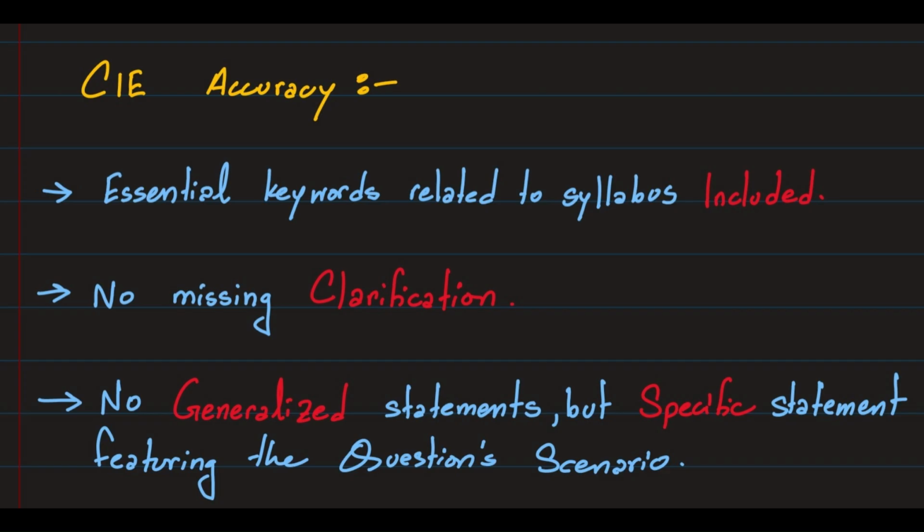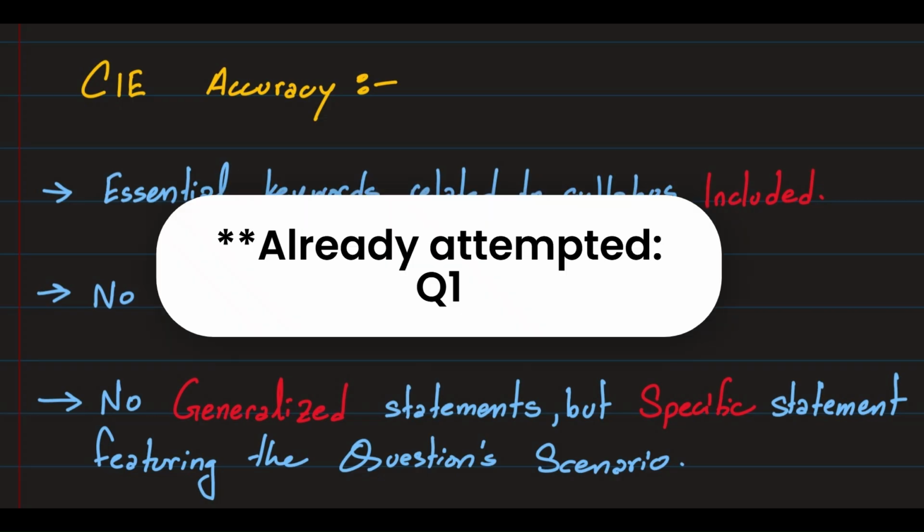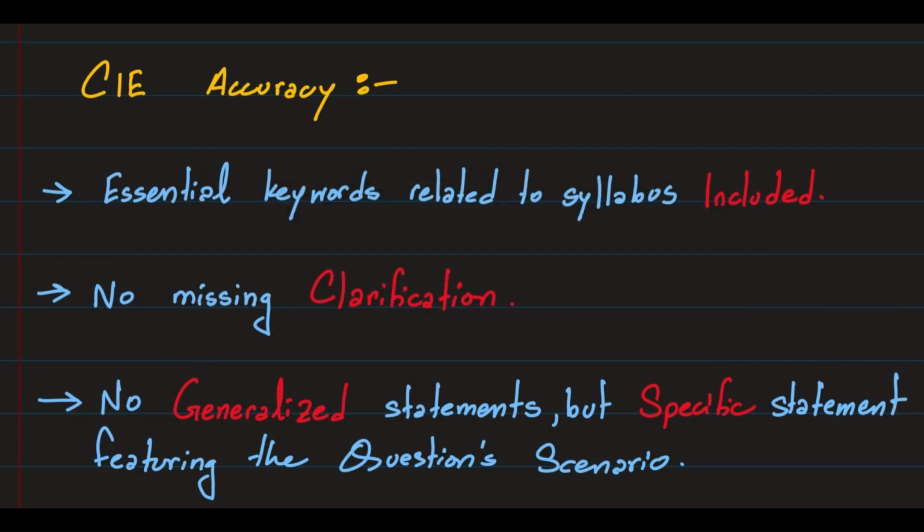What does CIE accuracy mean? It means you need to include essential keywords related to the syllabus. So your answer must have essential keywords included in them. Now where do you find these keywords? You find them in the syllabus, or you learn them as you progress along your coursework, or your teacher helps you to learn these essential keywords. The second point is no missing clarification. Now this point is going to be elaborated in the question that we are going to attempt. The third statement is no generalized statements, which means no vague statement, no general statement. You need to give a super specific statement featuring the question's scenario.